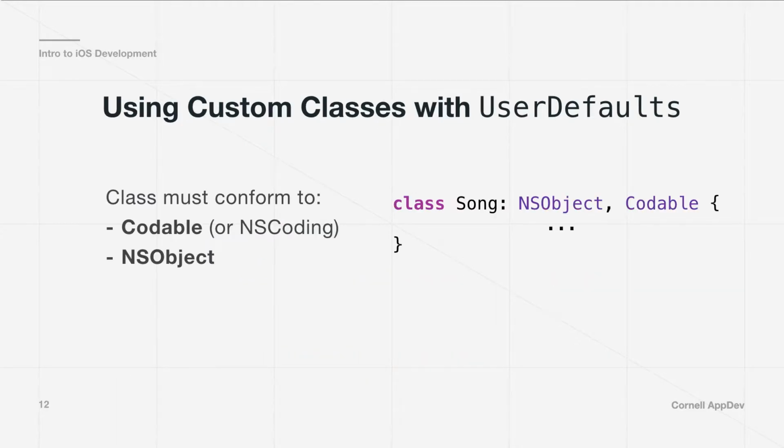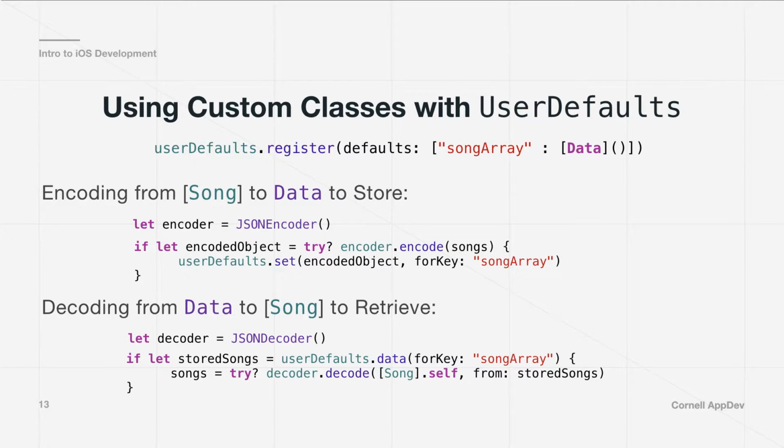So when using custom classes with UserDefaults, we have to conform the class to Codable and NSObject, which will allow you to decode and encode your custom class into a data object to be put into UserDefaults. So this is also pretty simple.